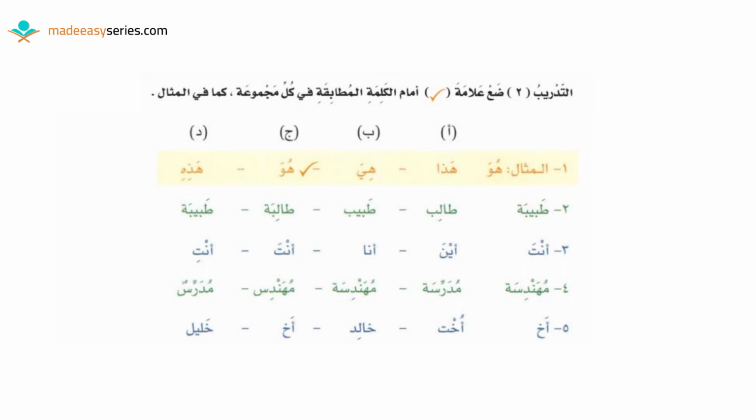Now let's go over the answers. Number 2, tabiba. We're going to tick the last word on the group dal, tabiba. Then number 3, anta. We're going to tick the third word under the jim group, anta. Then we have muhandisa. We're going to tick the second word under the ba group. Then the last one, akh, we're going to tick the third word, which is under the jim group. Now let's move on to the next page.